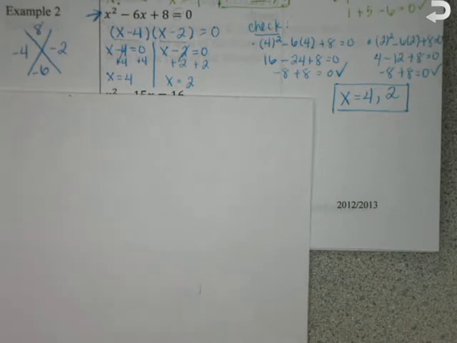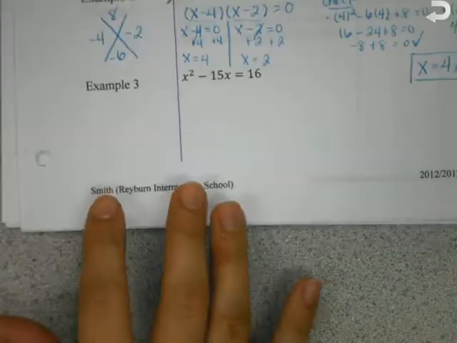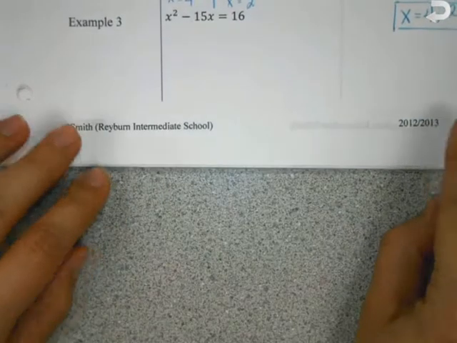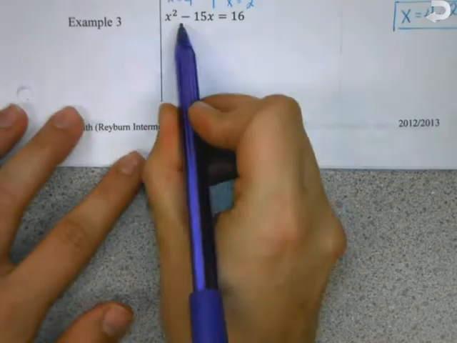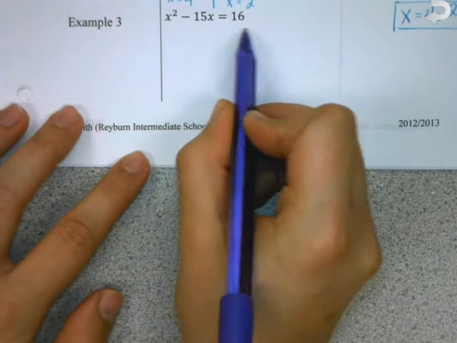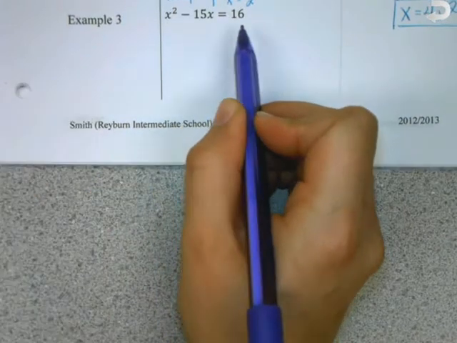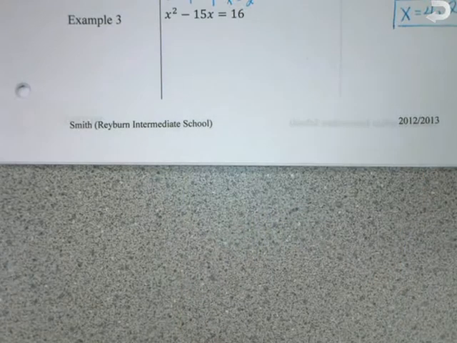Example 3 looks a little bit more complicated. Does anybody see why? Thank you, Danielle. It's not equal to 0. I have x squared minus 15x equals 16. Any ideas of how I could get the whole thing equal to 0?